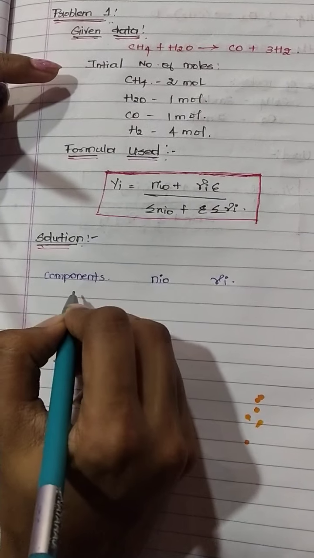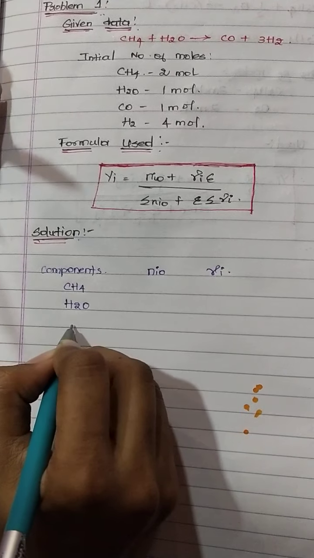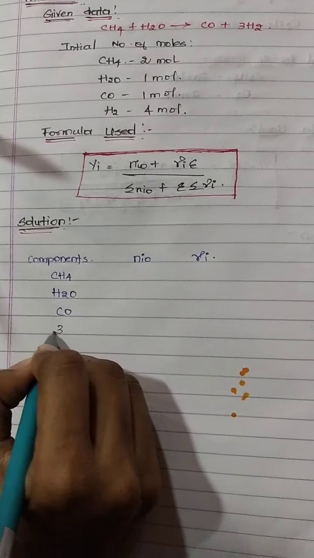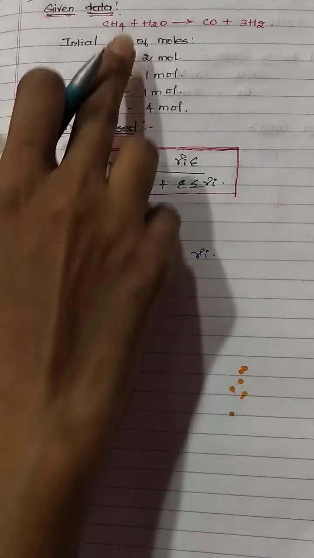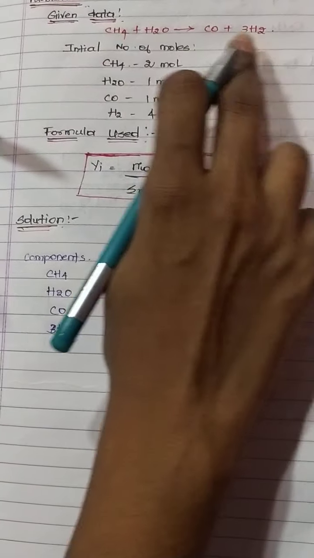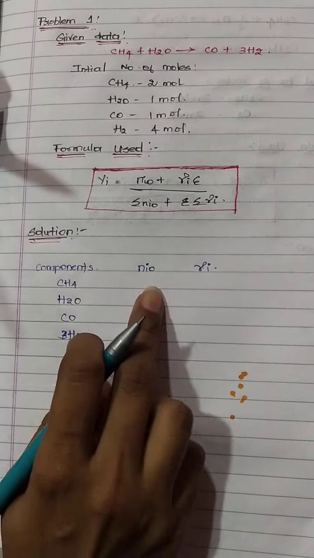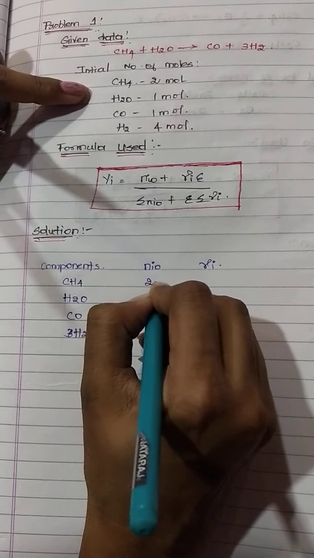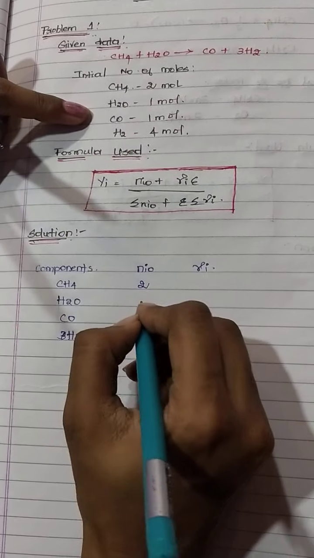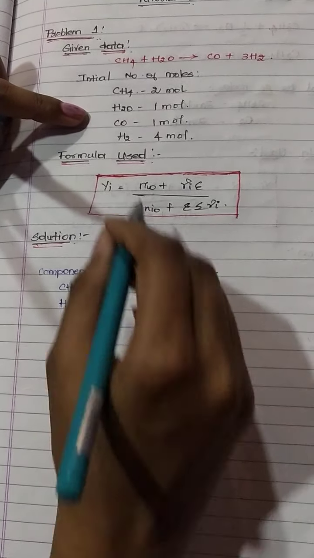From this reaction, our components are CH4, H2O, CO, and H2. Whenever you see a reaction, you have to write out all the components like this. In this equation, we have only 4 components. For the initial number of moles, CH4 is 2 moles, which is given in the question. H2O is 1 mole, also given in the question. CO is 1 mole, which is also given in the question.